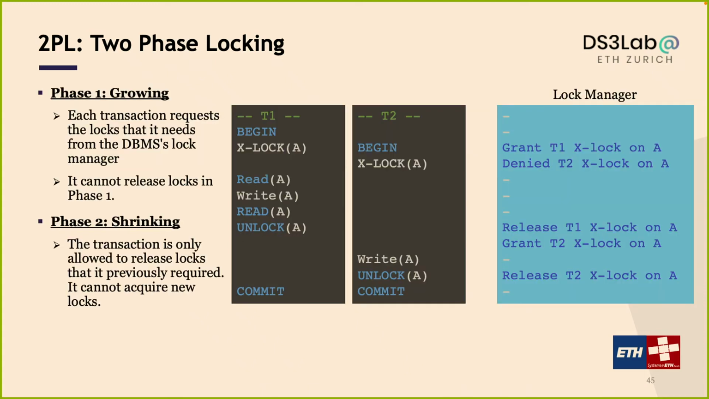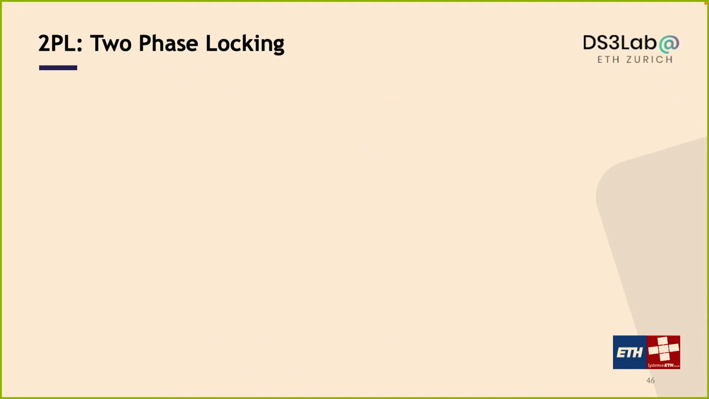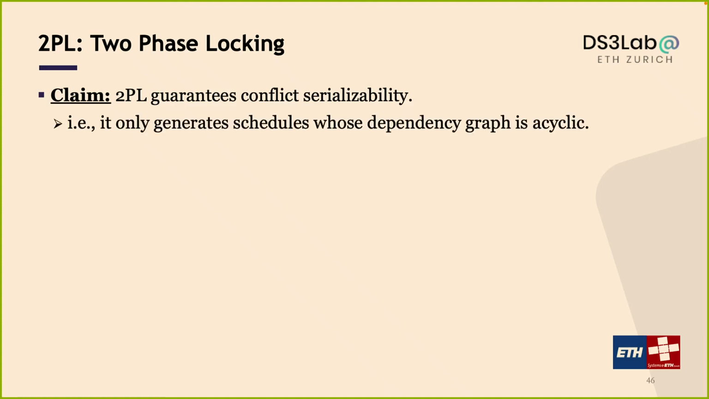If you look at this, right, because I release locks toward the end, all the conflicts will be from T1 to T2. So that order is being enforced. That is why this is going to give you a conflict serializable schedule. So this is a claim, right? Two-phase locking, if you follow that schedule, guarantees conflict serializability. It only generates schedules whose dependency graph is acyclic.